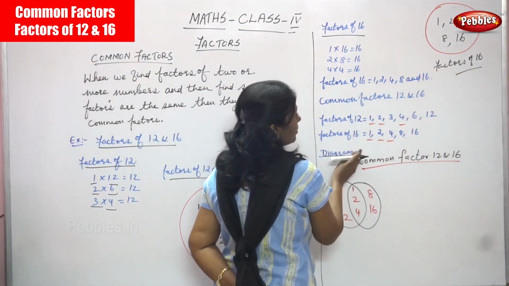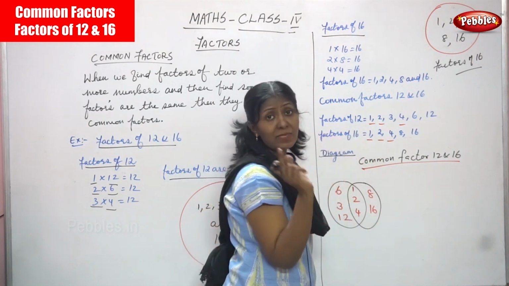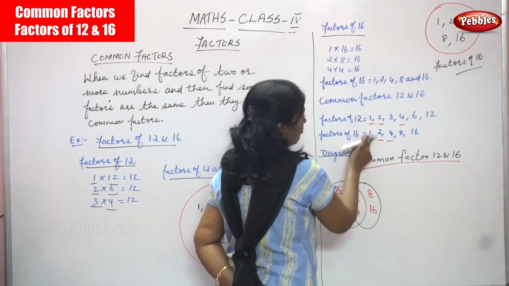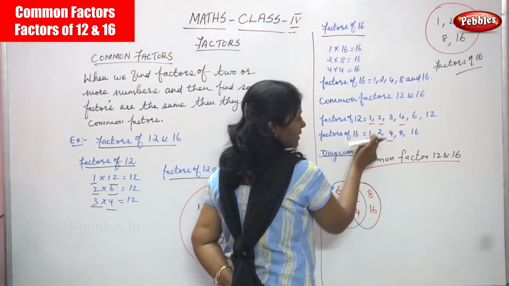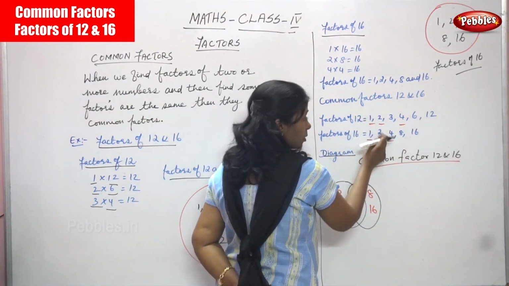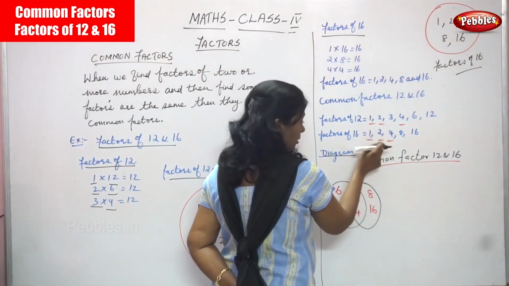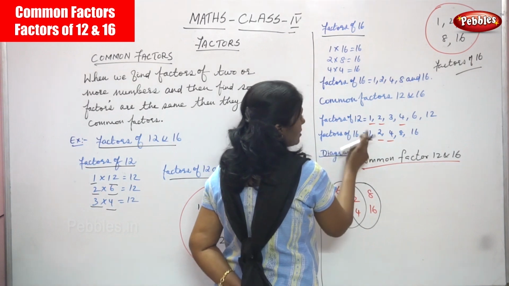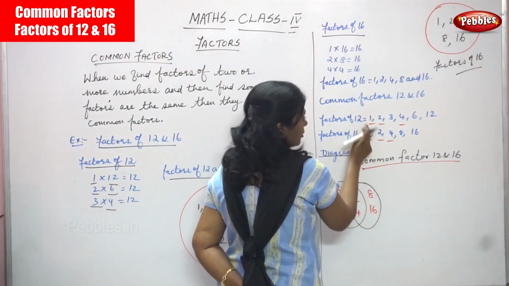For these two numbers, some factors are the same, some factors are similar. This is called a common factor. So 1 and 1 for these two numbers, 2 and 2 for these two numbers. 2 is a factor that comes for both numbers. 1 is a common factor, it comes for both numbers.